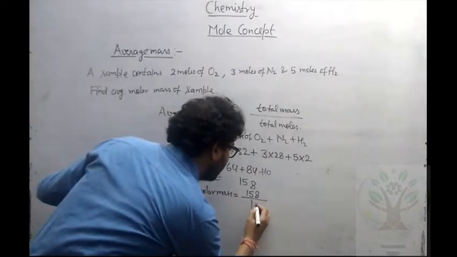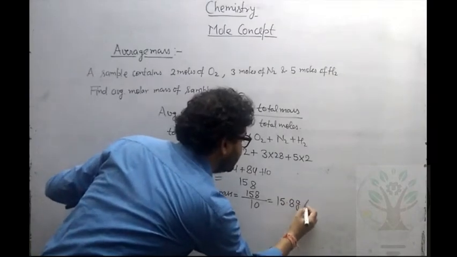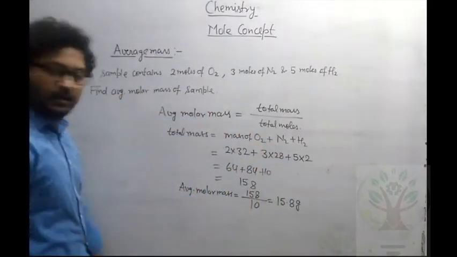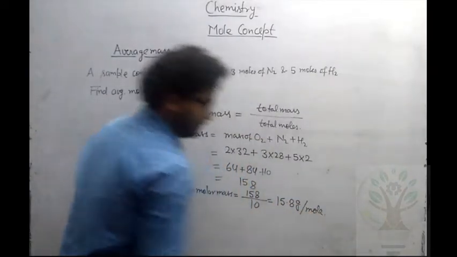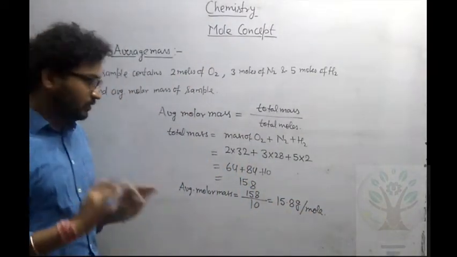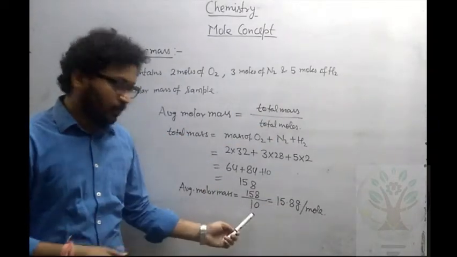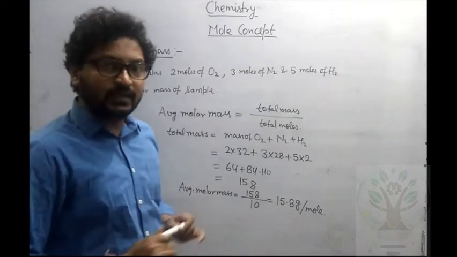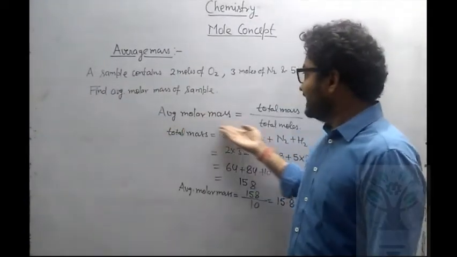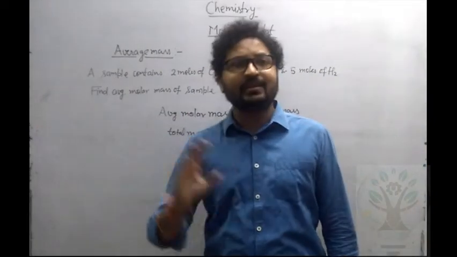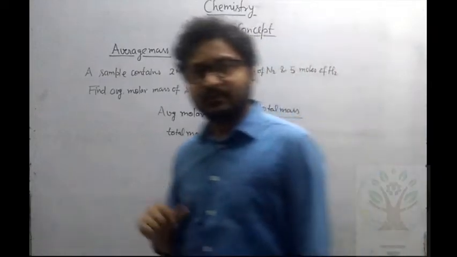So let's divide this by 10. So average molar mass is 15.8 gram. Are you getting this thing? If you want to write, you can write per mole. Is this thing clear? Good. Total mass divided by total moles. Clear? So this is how we calculate average mass. Now, you can calculate average mass of whatever thing you are given. You're getting this thing. Let's do one more question that will make things clear.